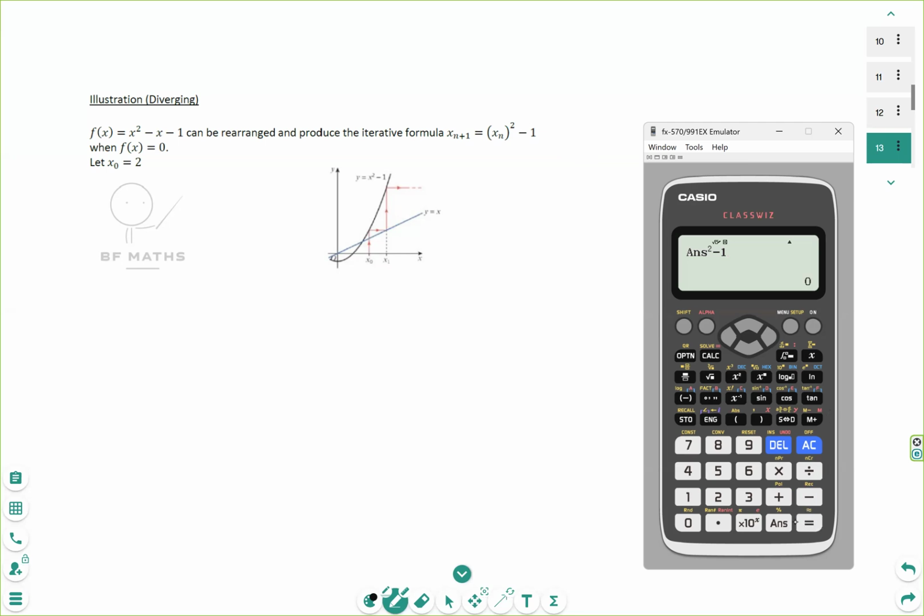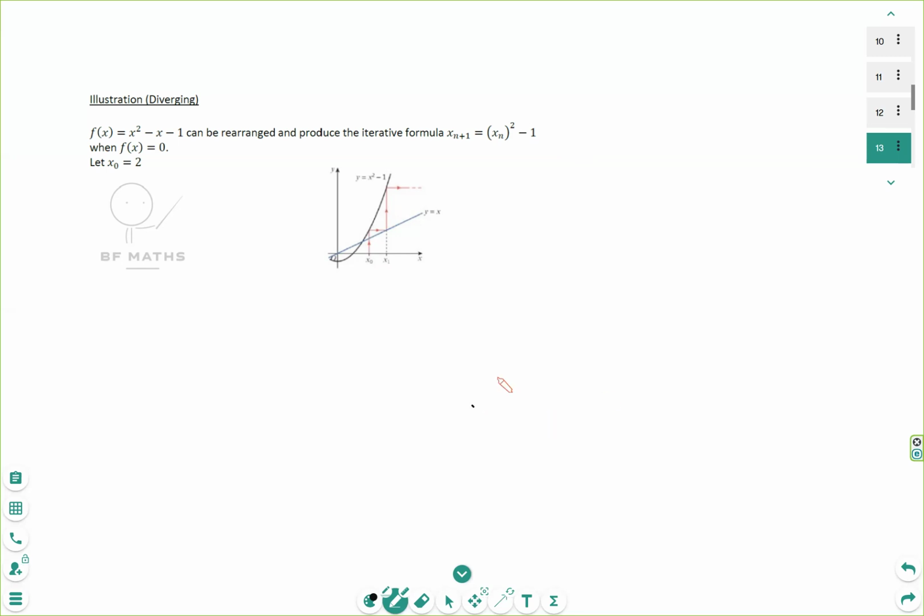Minus 1, 0. Oh, did I put in the wrong number? Sorry, the answer is 2. Hang on, let's do it again. X0 is 2. Let's start again: answer squared minus 1. 3, 8, 63, 3,000, 150, and so on. Maths error. Okay, so you can see the number is getting bigger and bigger and bigger.